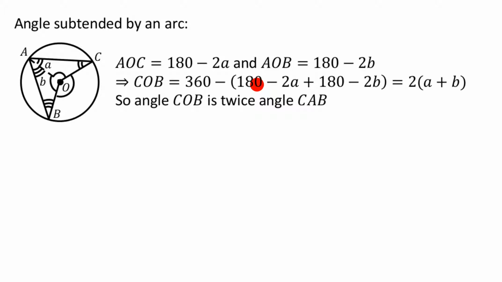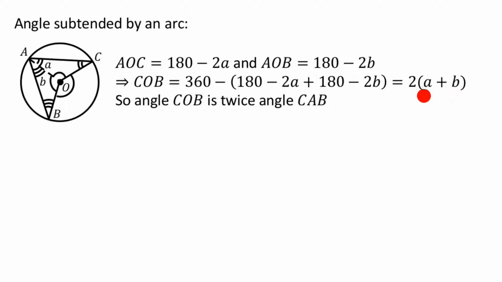So let's quickly do that. Let's put this together. That's 360, yeah? 180 and 180 is 360. And you're going to take it away from this 360. So 360 take away 360 is nothing. And that minus is multiplying by each of the things inside. So let's ignore the 180s because we've already dealt with that. So minus minus 2a is positive 2a, and minus minus 2b is positive 2b. So what we end up with is 2a plus 2b. Or you could say 2 times (a plus b), to factorize it.